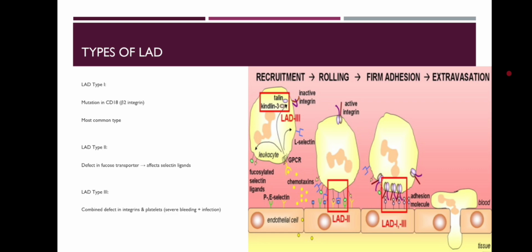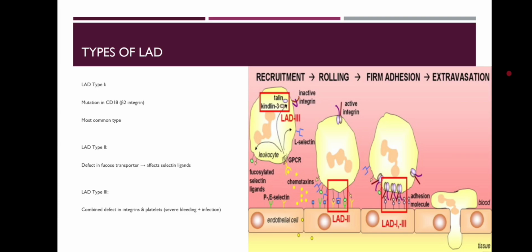Leukocyte adhesion deficiency occurs in three main types, each defined by a specific molecular defect in the leukocyte extravasation pathway. LAD type 1, this is the most common form. It results from a mutation in CD18, a crucial component of the integrin molecules. This defect prevents firm adhesion of leukocytes to the endothelium, blocking their exit from blood vessels.